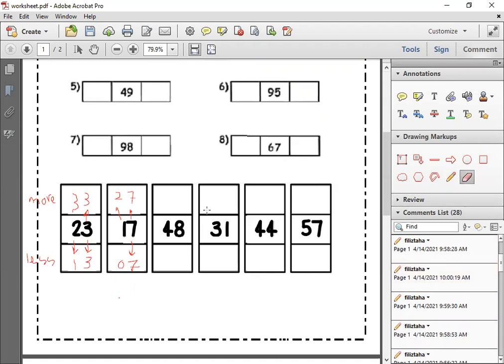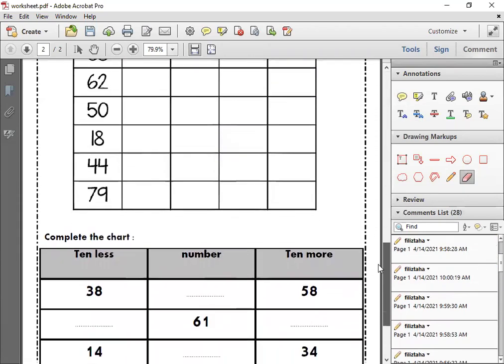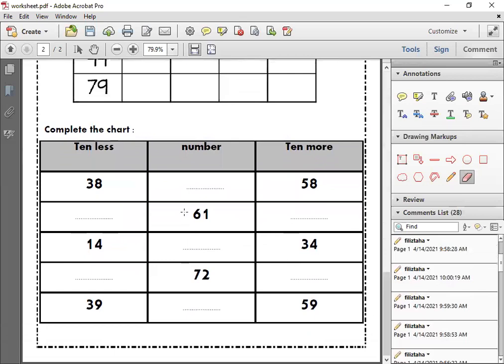Okay, grade 1, try to answer these 4 questions by yourself. Okay, I want to start with this table. Grade 1, here I have this table. The columns are 10 less, the number, and 10 more. Here I want to find the missing number. I have 38 and I have 58. How can I find the missing number here?